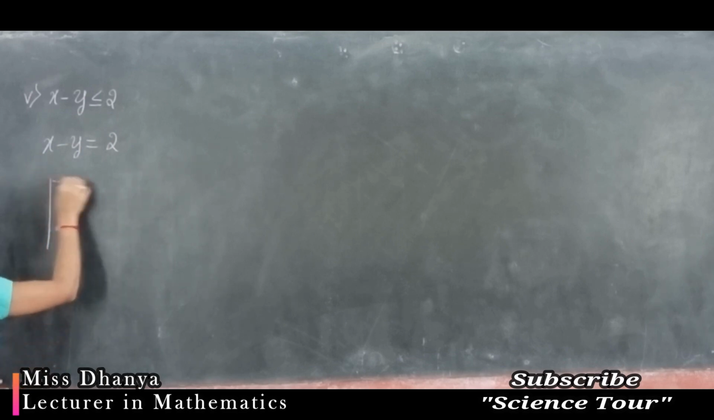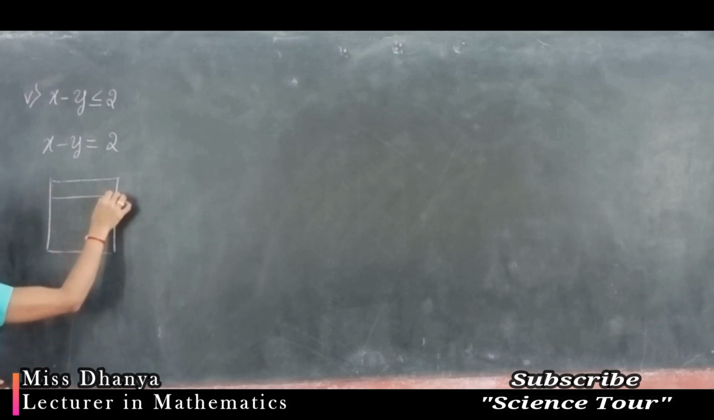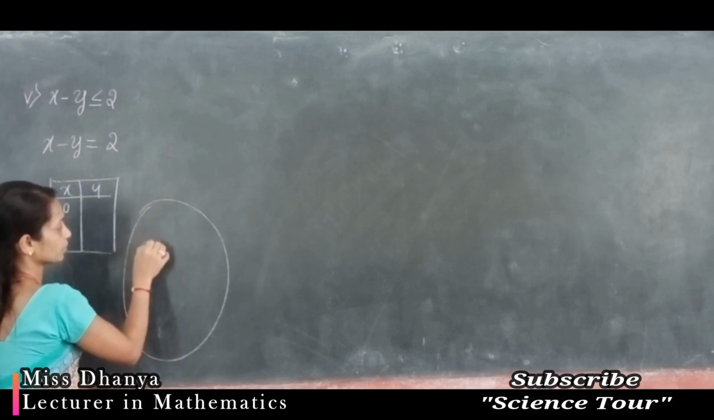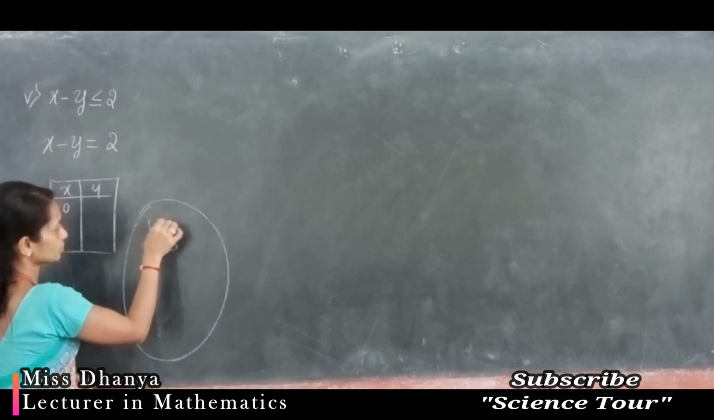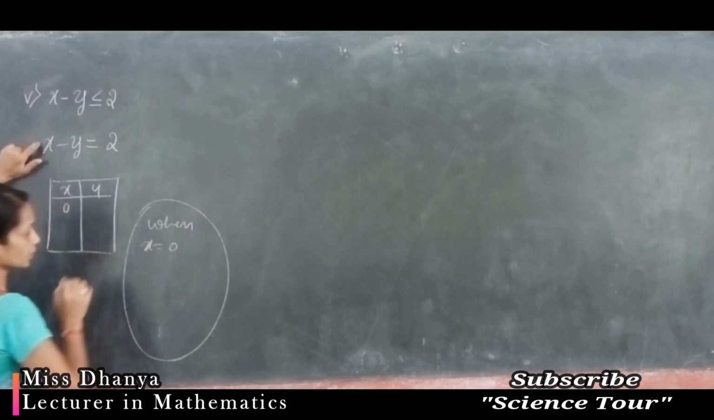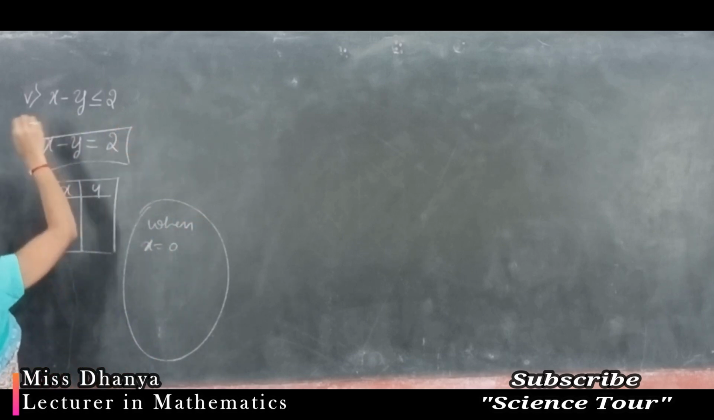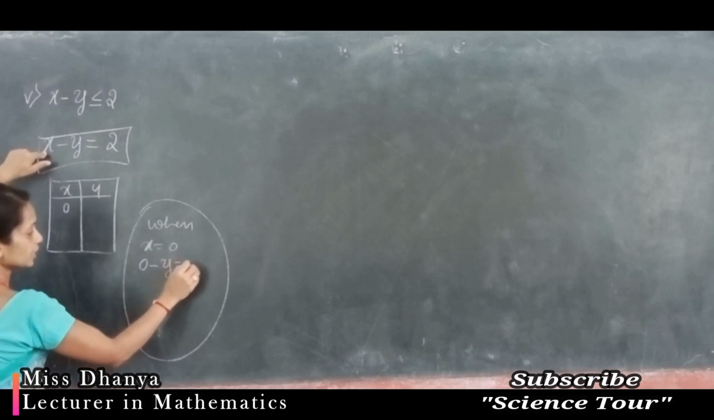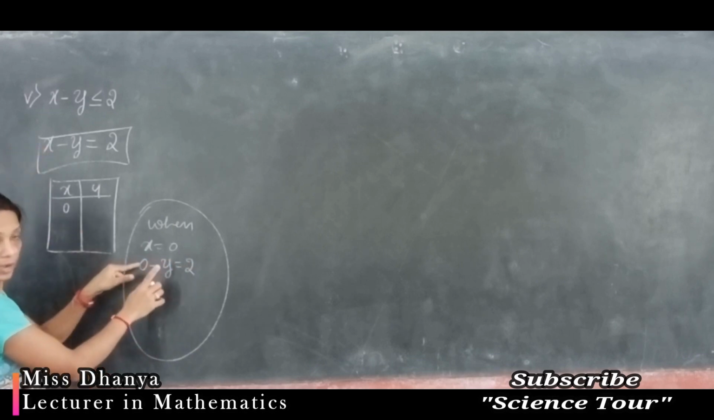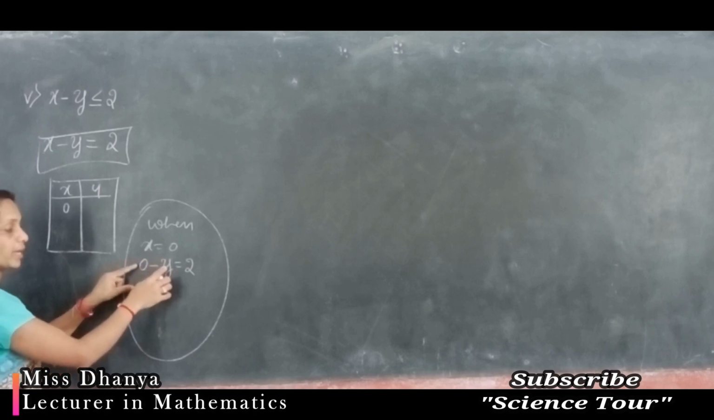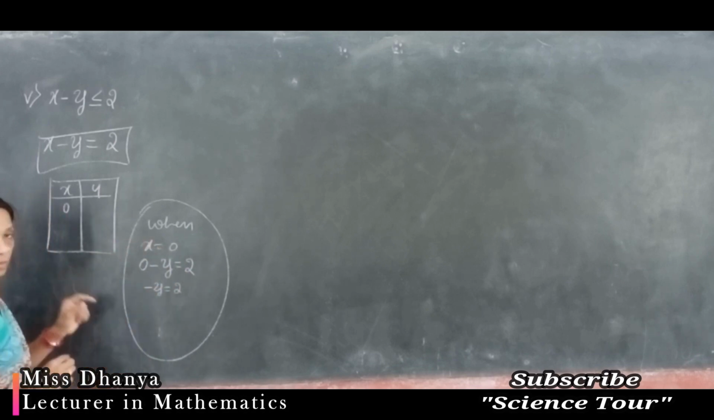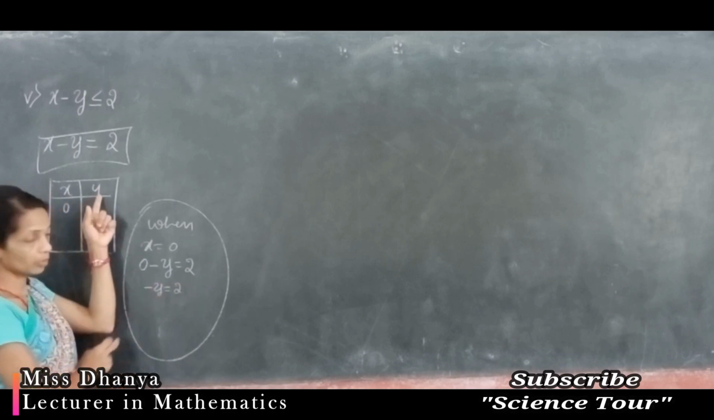So get 2 points by using a table like this, x, y. When x equal to 0, what do we get? When x equal to 0, in this equation x minus y is equal to 2, we get 0 minus y is equal to 2. Here you have to be careful. 0 minus y is minus y, equal to 2. But here we need a plus y.